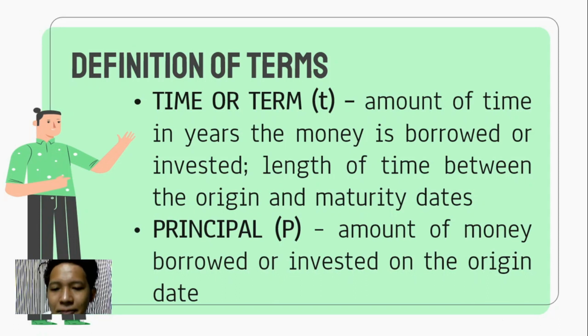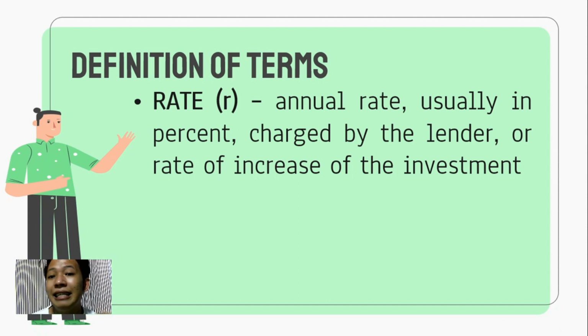Next is the principal. So the principal is the amount of money borrowed or invested on the origin date. Okay? So, si principal, ito kung magkano yung perang hiniram or kung magkano yung perang dineposit mula sa origin date. Okay po? So, ito yung starting money kumbaga. Next is the rate. So, the rate, the annual rate, usually in percent, charged by the lender or the rate of increase of investment. So, ito yung ipinapatong natin dun sa principal for the use of the money. It is the rate of increase, kung gaano ba yung itataas or kung gaano ba kalaki yung idadagdag natin dun sa pera na hiniram or dineposit natin.